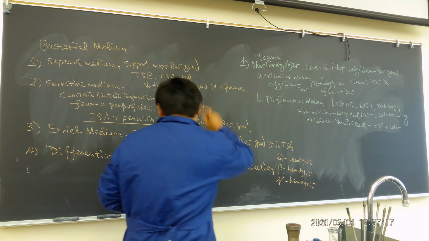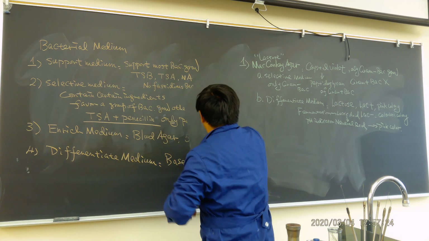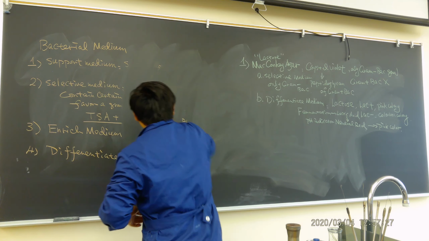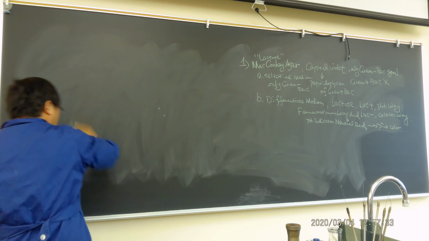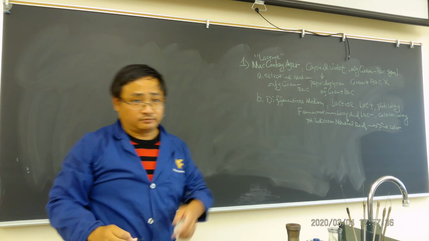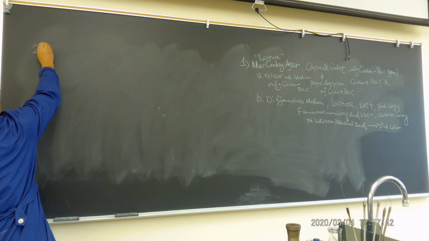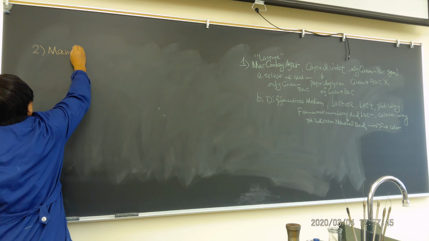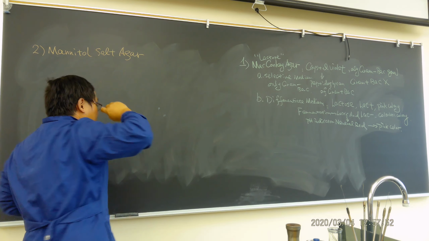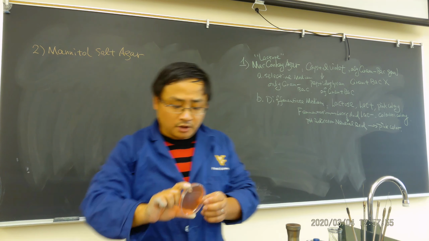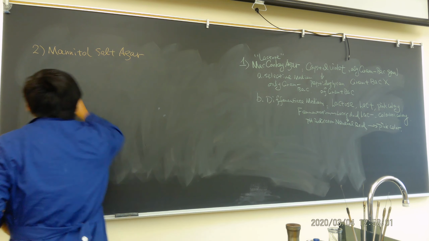Now the third one is called mannitol salt agar. Now remember the question of examination one. Although it's open book, you can try three times. Maybe you just guess. But you should know the story behind that. Remember the question of exam one? We asked you about the mannitol salt agar. I'm going to explain to you what mannitol salt agar is. Mannitol salt agar looks a little bit orange, a little bit red.